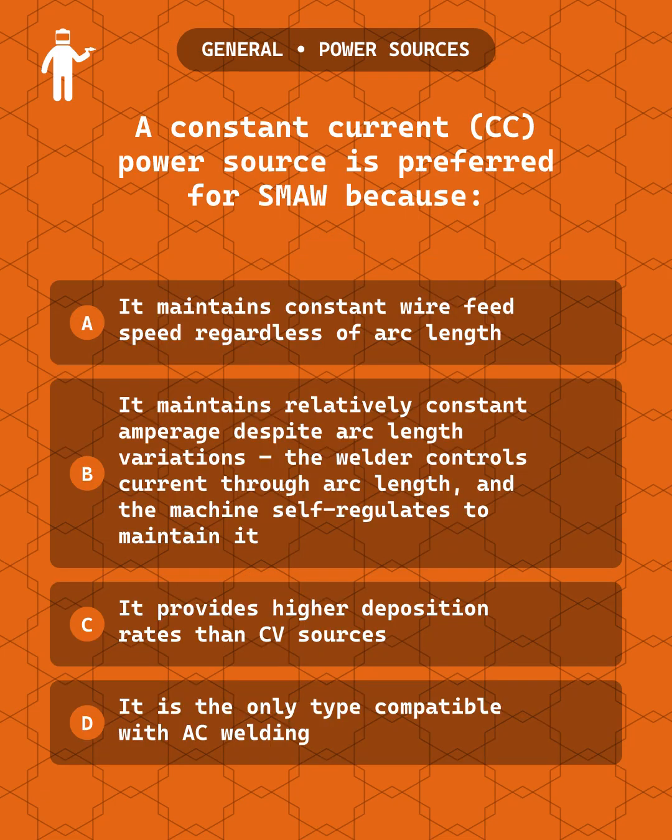Question 5. A constant current power source is preferred for stick welding because, is it A, it maintains constant wire feed speed regardless of arc length, B, it maintains relatively constant amperage despite arc length variations, so the welder controls current through arc length and the machine self-regulates, C, it provides higher deposition rates than CV sources, or D, it's the only type compatible with AC welding?